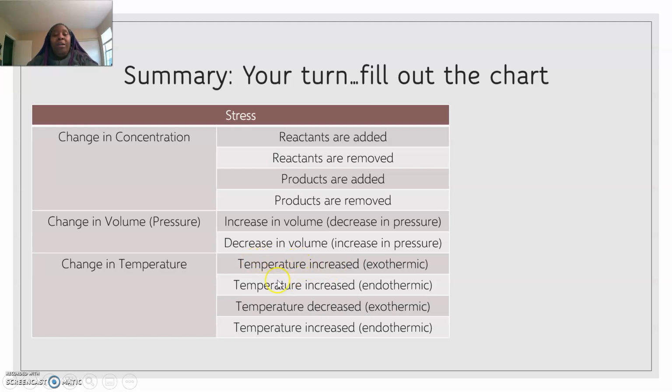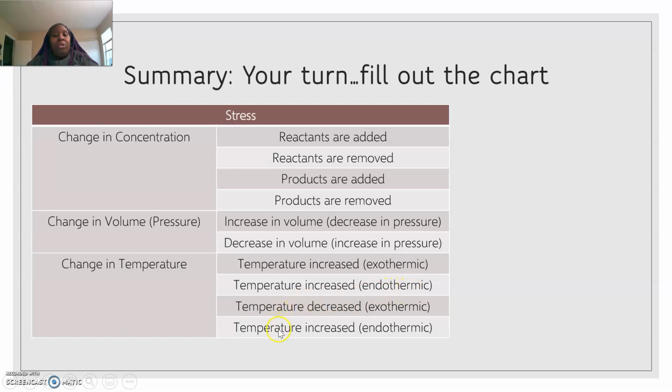On the flip side, if we increase the temperature and it's an endothermic reaction, remember, endothermic is going to require heat. That means that you need heat on the reactant side for the reaction to happen. So if I increase the temperature and it is an endothermic reaction, the system is going to want to find a way to get rid of that heat. And to do that, it's going to shift toward the product because the product side does not generate any heat.